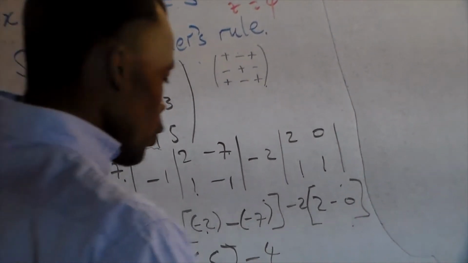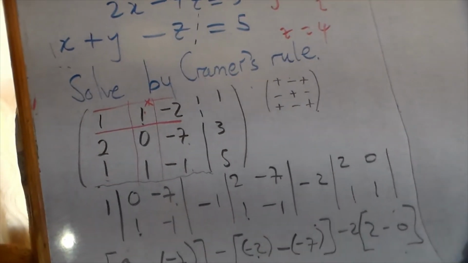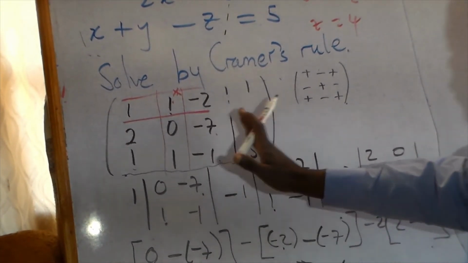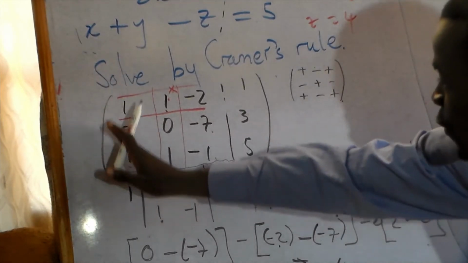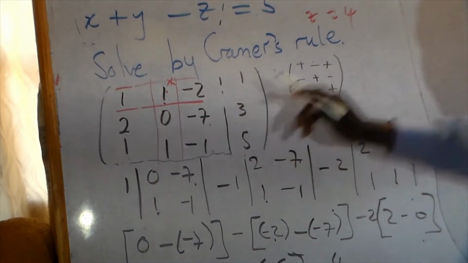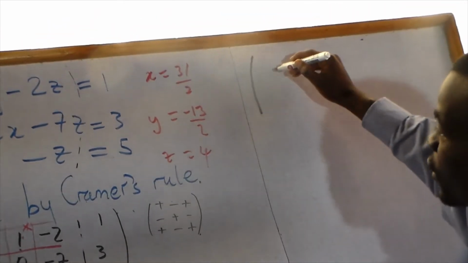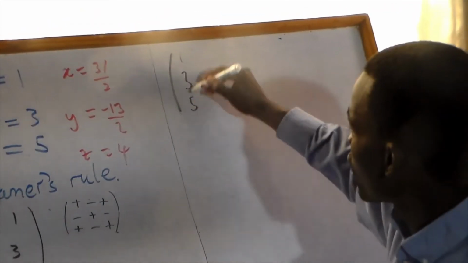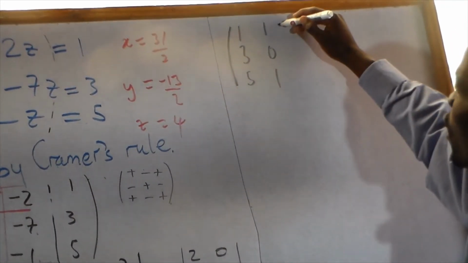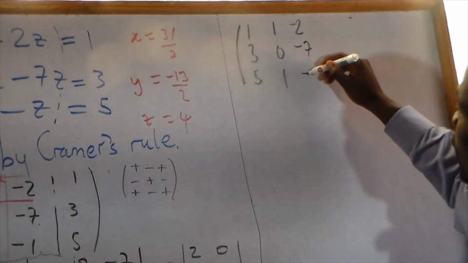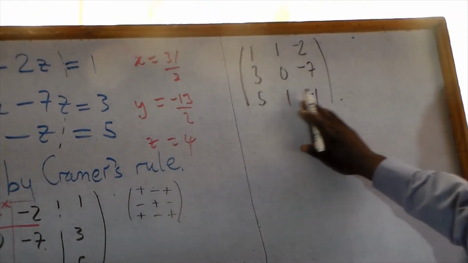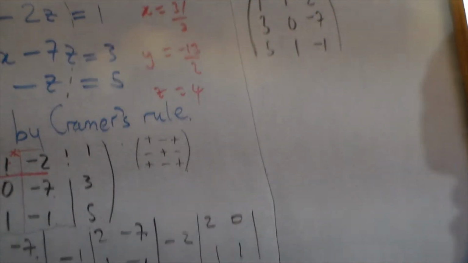Okay, so to find the x value, what we will then do is place the values of this column in the x column, where we have the x values, like this. I'm saying you place 1, 3, and 5, then 1, 0, 1, and the remaining columns, minus 2, minus 7, and minus 1. We will now find the determinant for this matrix.